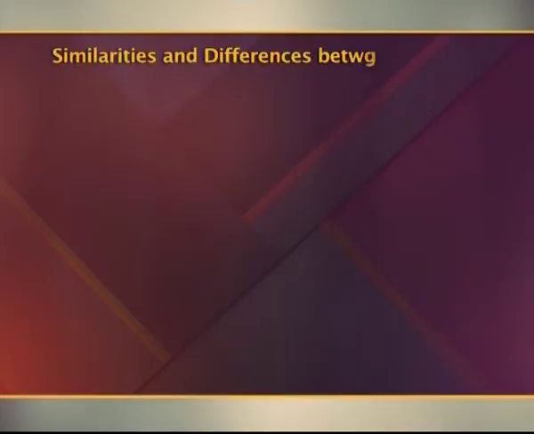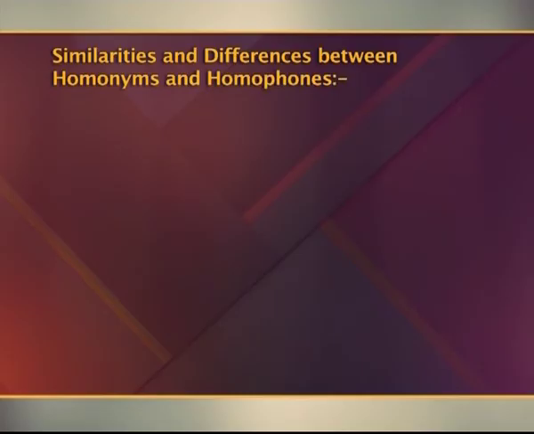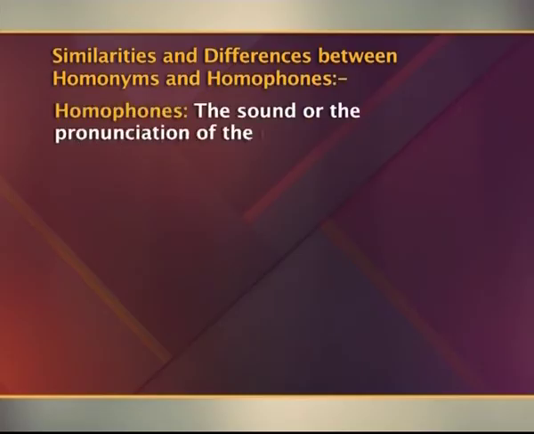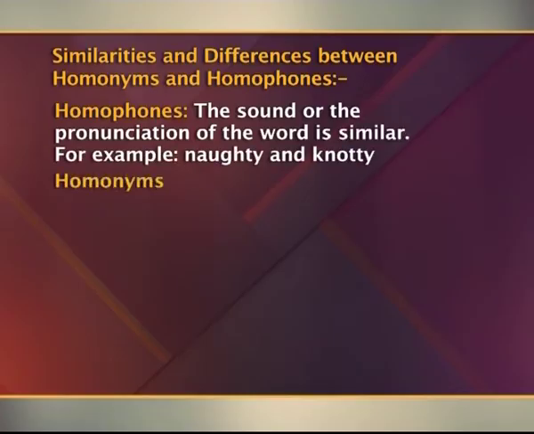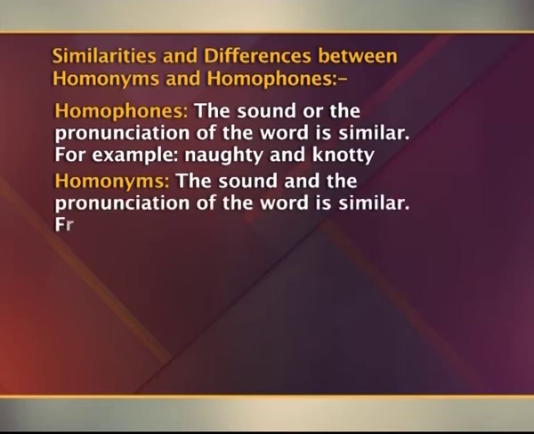Sometimes students get confused between homonyms and homophones, as they both are mostly similar with a slight difference. We have provided certain clarifications to avoid such confusions. Similarities and differences between homonyms and homophones. Homophones, the sound or the pronunciation of the word is similar. For example, naughty and knotty. Homonyms, the sound and the pronunciation of the word is similar. For example, March and March.